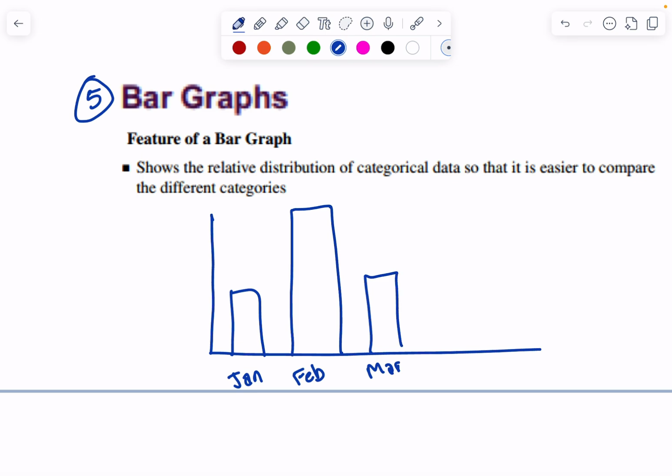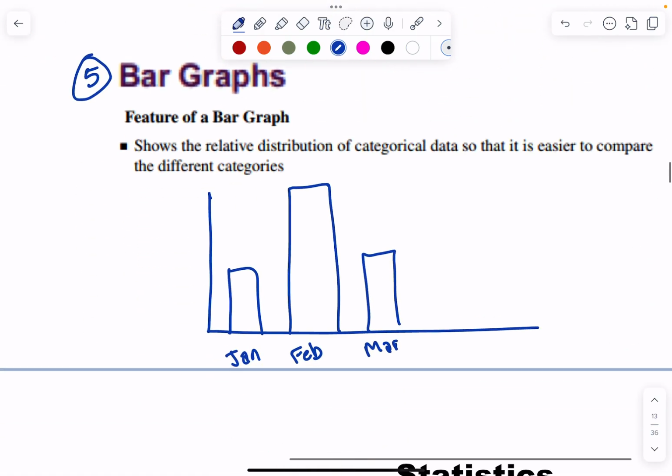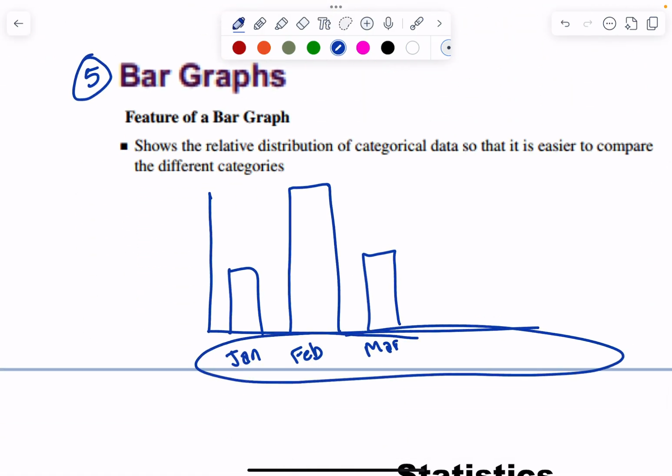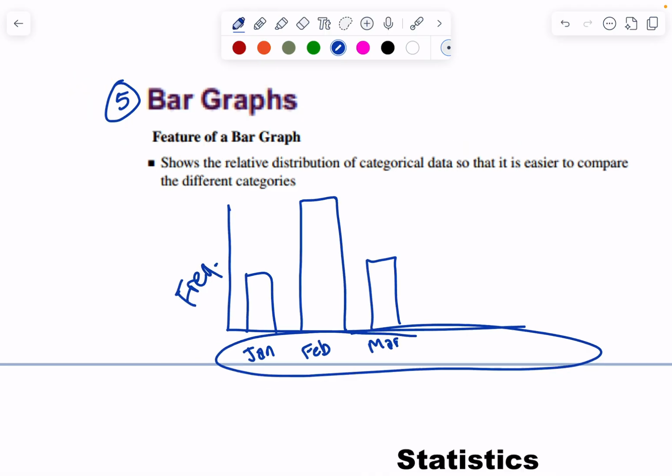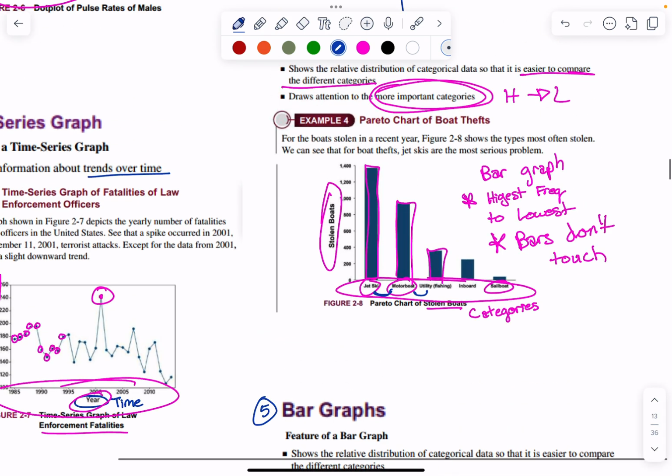I wouldn't put those in order, highest to lowest, like I would in a Pareto chart, because it makes more sense to see them sequentially, like January, February, March. So that would just be a regular bar graph, and the frequency would be over here, okay? It shows the relative distribution of categorical data so that it's easier to compare these different categories. That's another example of a bar graph that is not a Pareto chart, okay?